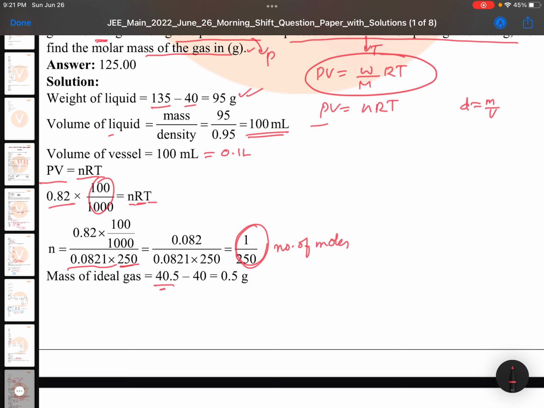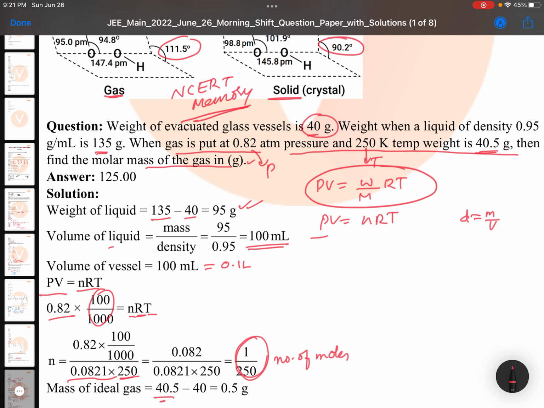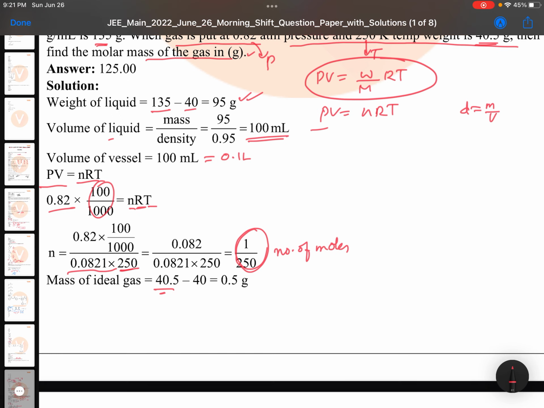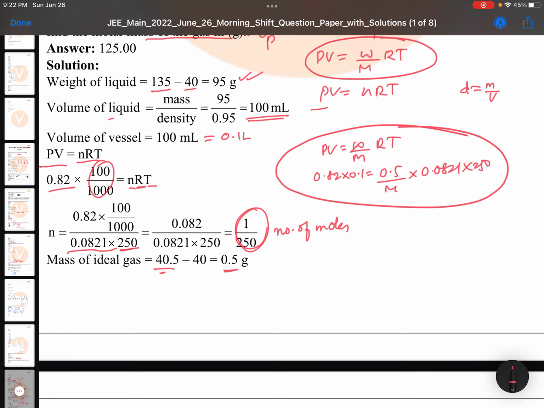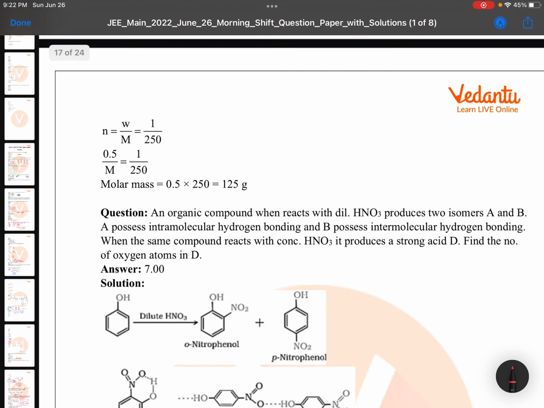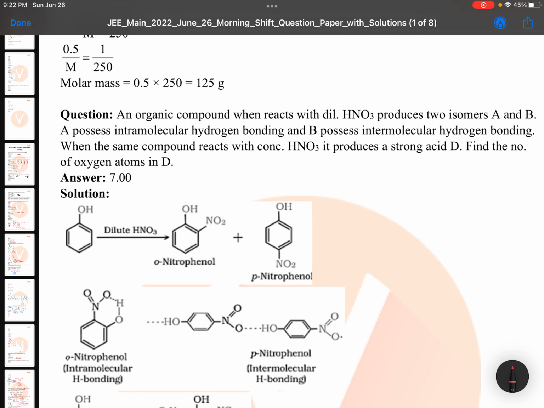And the mass of the gas is mentioned here. The weight is 40.5 and the vessel mass is 40 grams. So the difference is just 0.5 gram, so the mass is 0.5 gram. Then how much is it? Or you can use this directly, that is PV is equal to weight by molecular weight RT. From that also you can get this. Pressure is 0.82 into 0.1 is equal to 0.5 by molecular weight into 0.0821 into temperature 250. You will get the same answer, no doubt. A little lengthy, but you can do it.